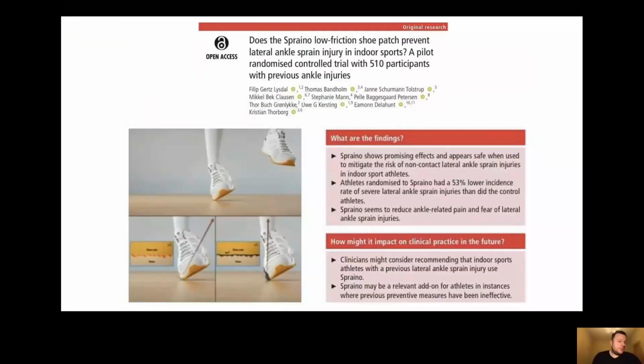And some interesting things in the papers are showing that there are some ideas of shoes and some models of shoes which can prevent lateral ankle sprain in indoor sports. There are some data which are telling that the low friction shoe patch can be helpful in preventing that. So interesting things. The scientists are working together on how to prevent these things.